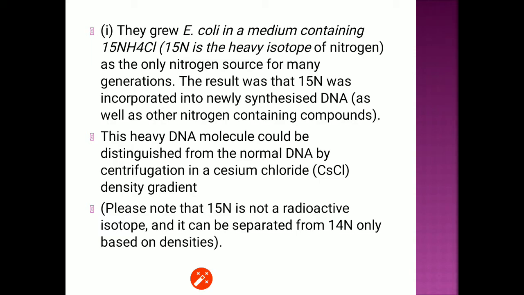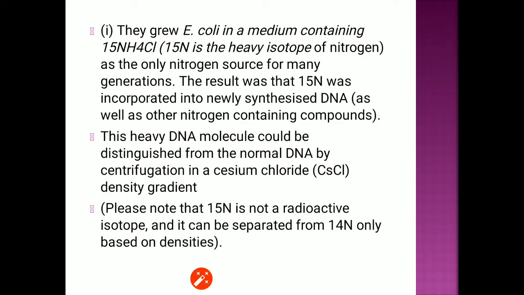Now back to the topic. The result was that 15N was incorporated into newly synthesized DNA as well as other nitrogen-containing compounds. That means if E. coli is grown on a 15NH4Cl medium, then in the subsequent generation there will be no 14N, there will be 15N in each nitrogenous compound because we have provided a medium which has nitrogen in a heavier isotopic form.